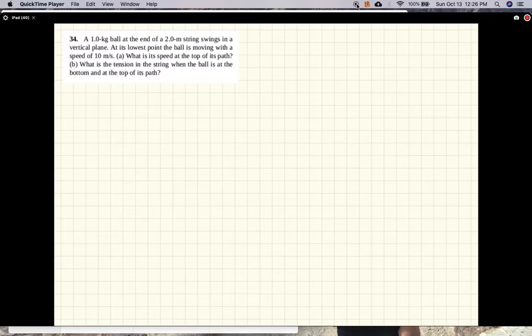Okay, so here is the ball swinging on a 2-meter string, and we want to find its speed there. Here the speed is 10 meters per second, and we need to find the speed there.